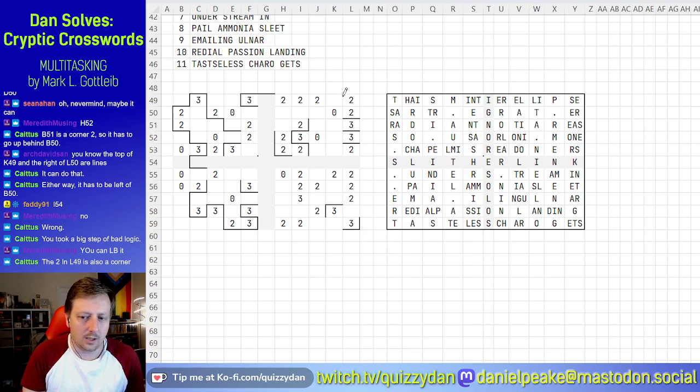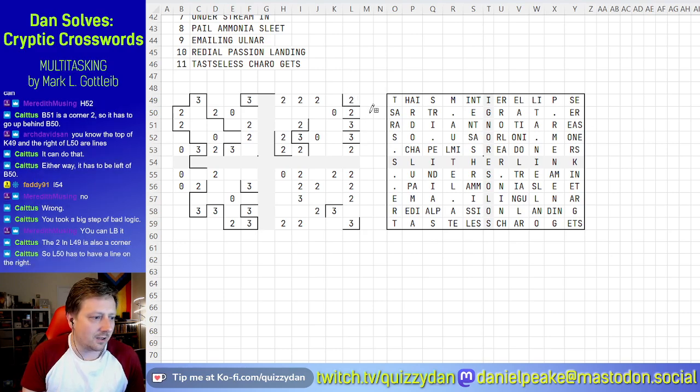L49 is a corner. So it either means that or that. So L50 has to have a line on the right. Why do you say that? Why can't it be that? Oh, because then, to escape, I need to either put a 3rd line there, which doesn't work, or a 3rd line up there, so that doesn't work. So therefore, it is that.